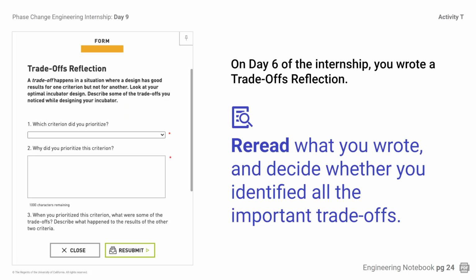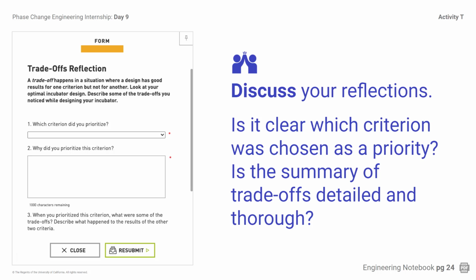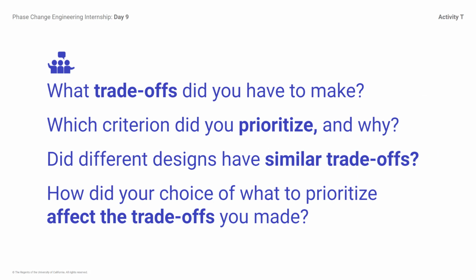On day 6 of the internship, you wrote a trade-offs reflection. Reread what you wrote and decide whether you identified all the important trade-offs. Discuss your reflections. Is it clear which criterion was chosen as a priority? Is the summary of trade-offs detailed and thorough? What trade-offs did you have to make? Which criterion did you prioritize and why? Did different designs have similar trade-offs? How did your choice of what to prioritize affect the trade-offs you made?